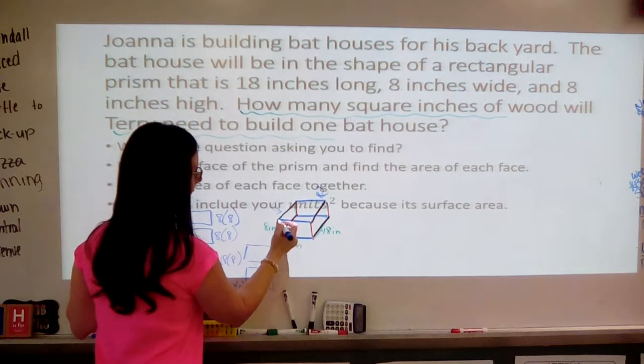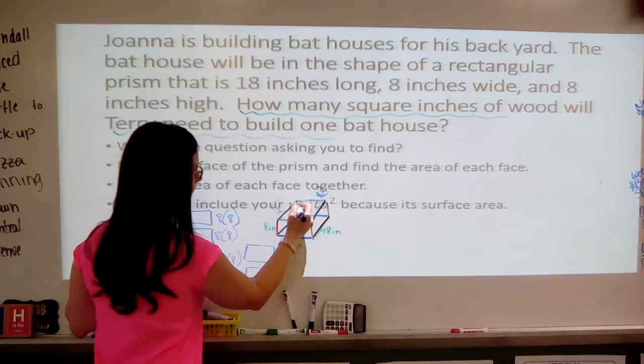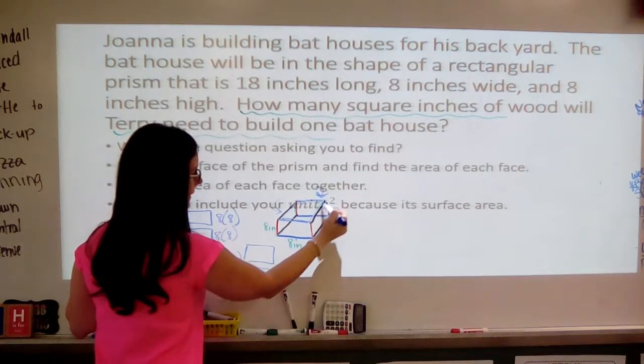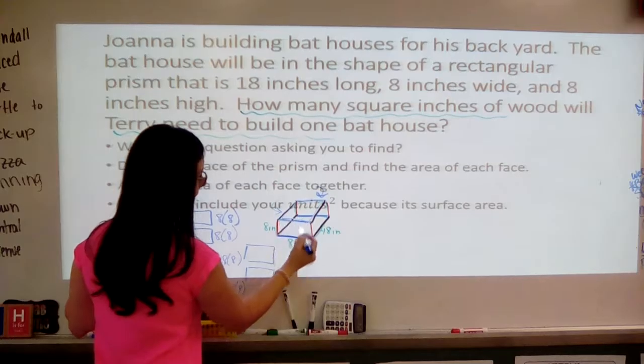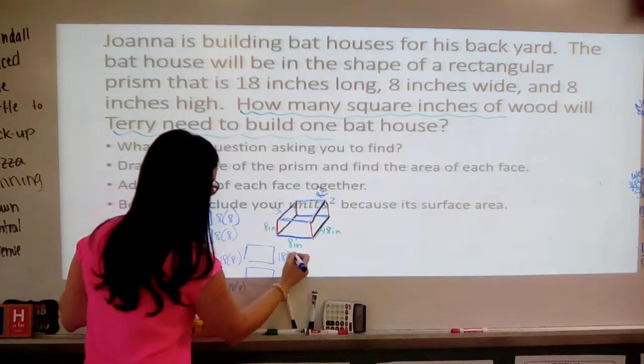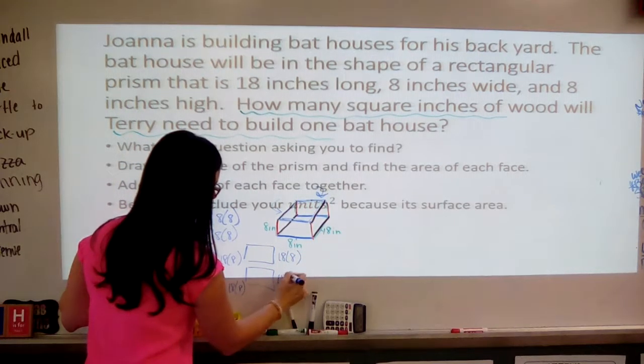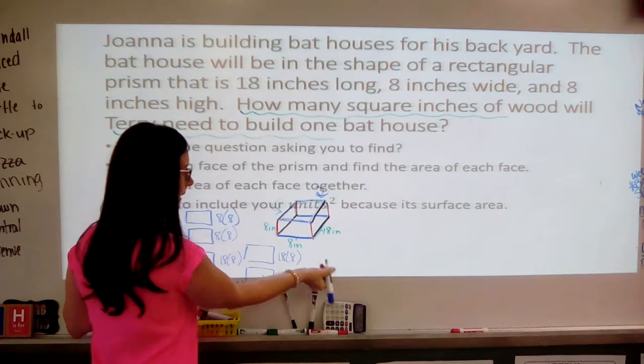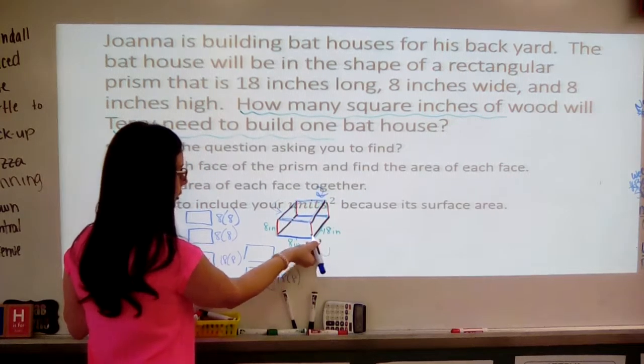Now I'm going to look at my top. I have the top one here that is blue and black. Again, it is a black, so it is 18, and the blue is 8, so it is an 18 by 8. I have the top, and then I have the very bottom, which is sitting on.